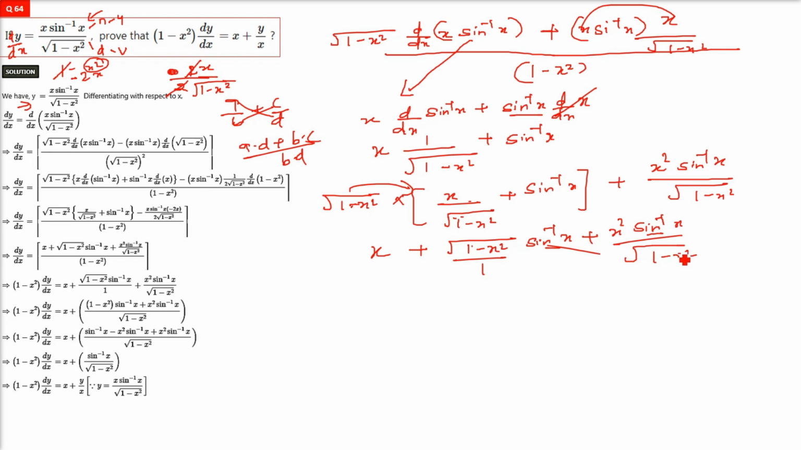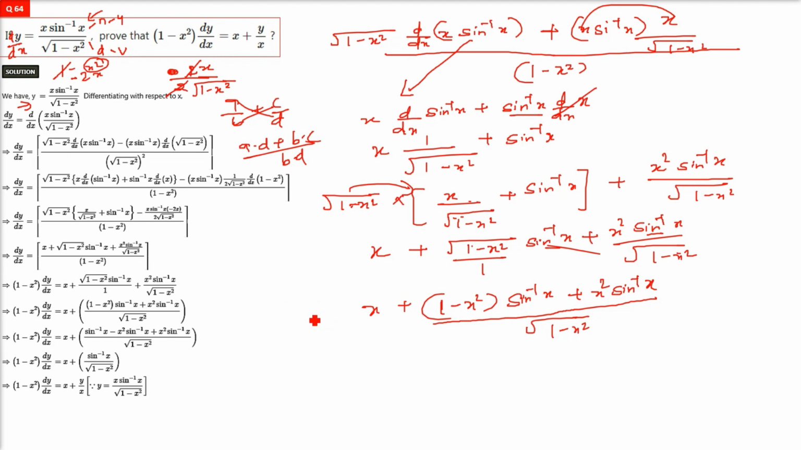Under root will get cancelled. So x plus 1 minus x square sine inverse x will remain here. Now multiply these two: 1 into x square sine inverse x. So it will be x square sine inverse x. And in the denominator, we are going to get under root 1 minus x square. This is okay?